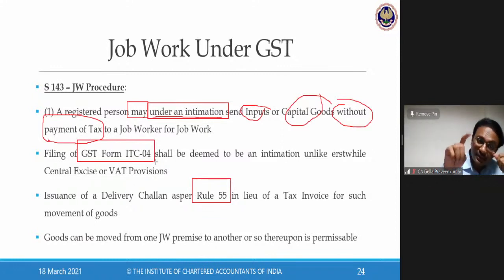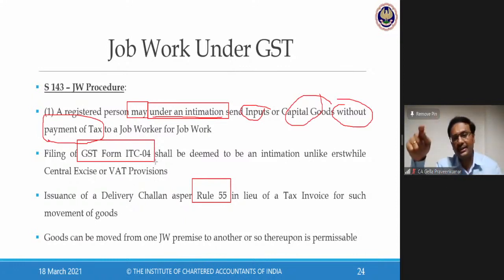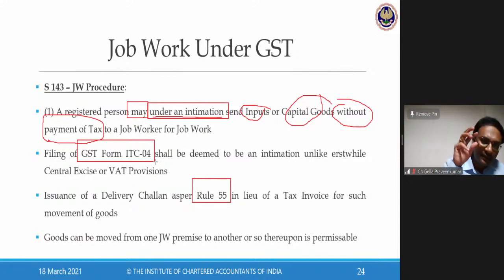Now, this section 143 says, look, Exide can send from their factory to job worker A, from there to B, from there to C. After C's work, it can come back to the Exide factory also. So, how this entire process works is something which is permissible under section 143. So, please make a note in your working note.